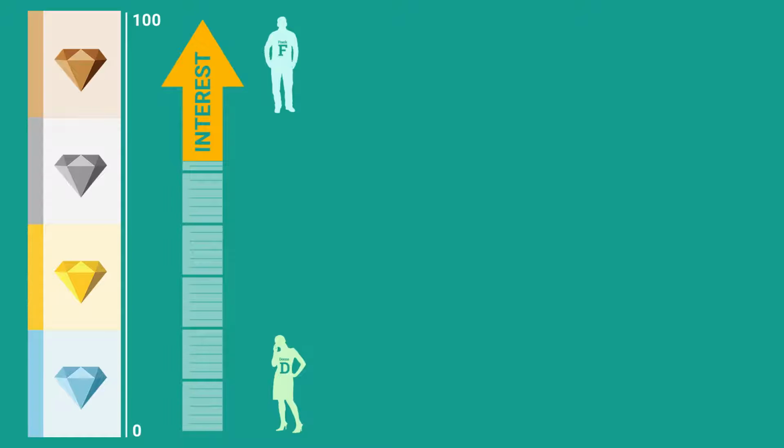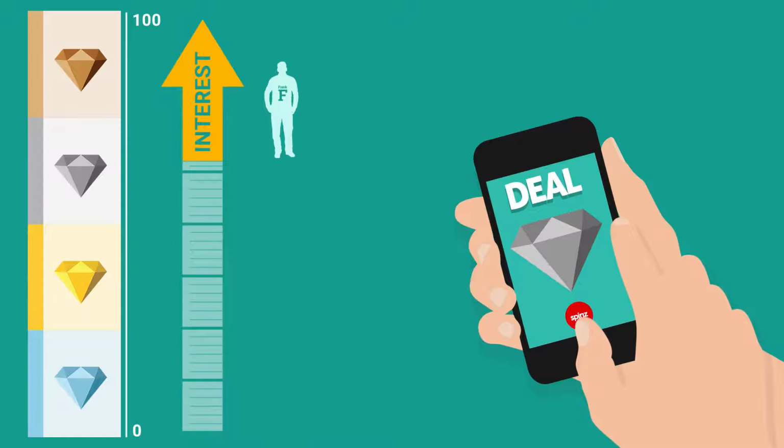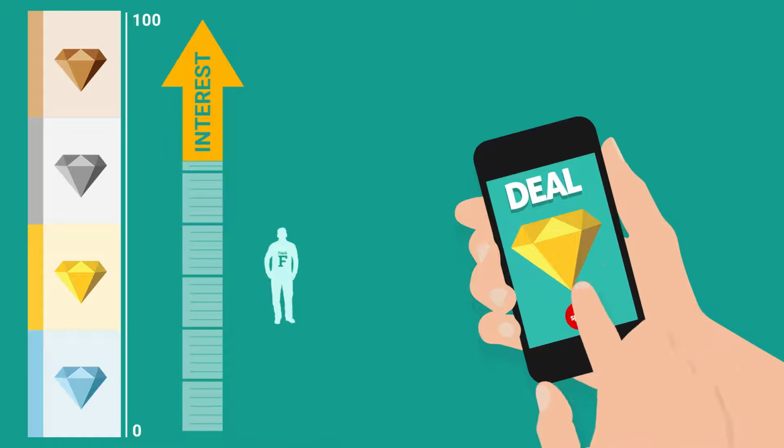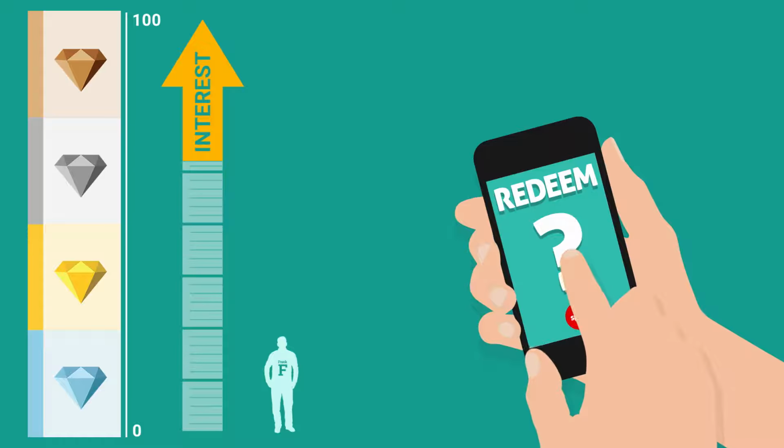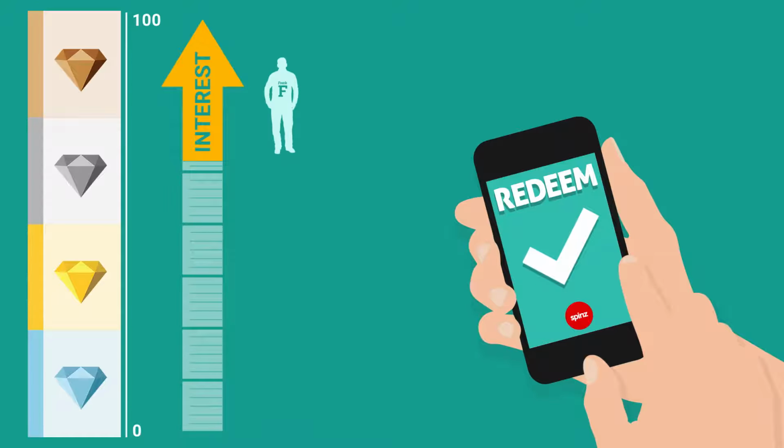The Find scale is dynamic, so customers constantly move up and down based on how they interact with your deals in Spins. As customers skip your deals in favor of other deals from other restaurants, they slowly move down your restaurant's Find scale. When they redeem one of your deals, they move up your scale.